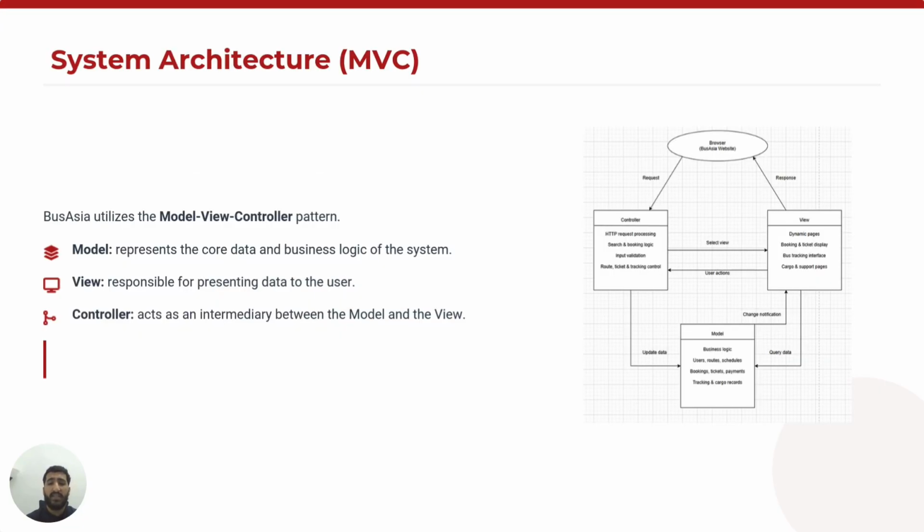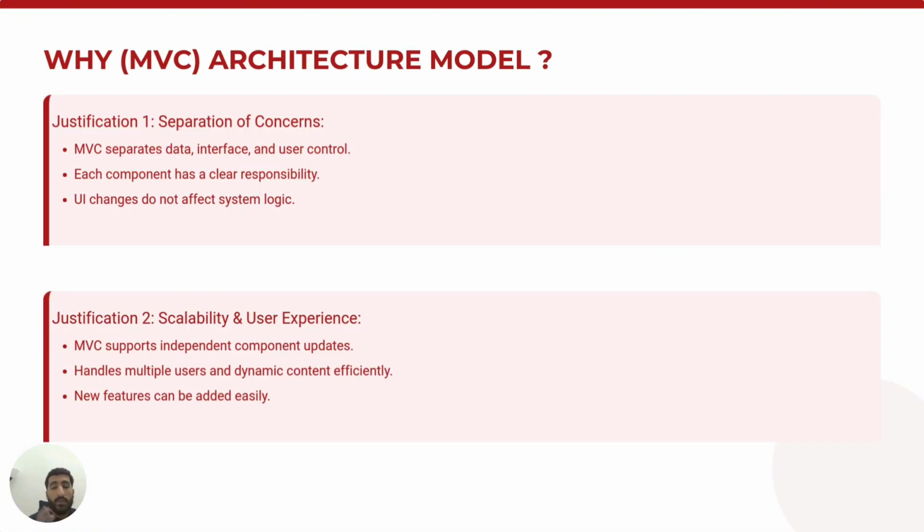For question 6, Bus Asia uses the Model-View-Controller architecture. The model stores data and handles system logic. The view shows information to the user, and the controller manages user requests and controls how the system works. And the picture on the right shows my work. There are two reasons why I use the MVC architecture model.